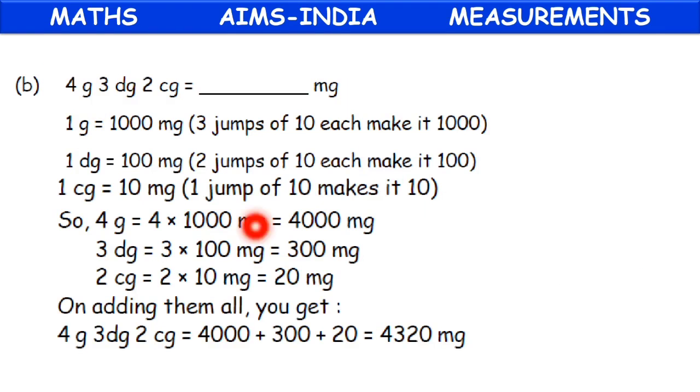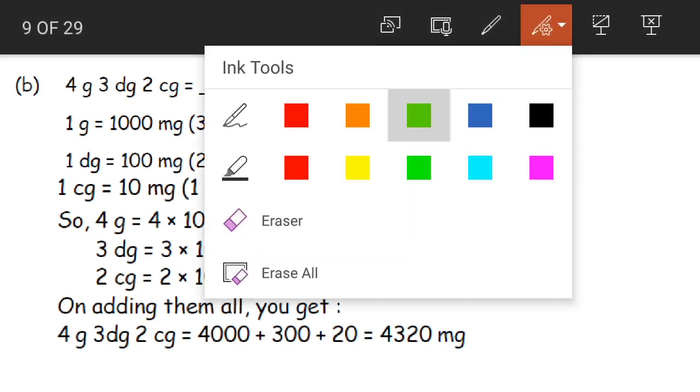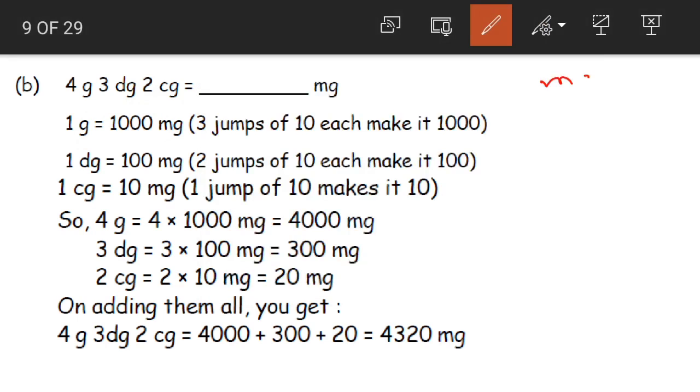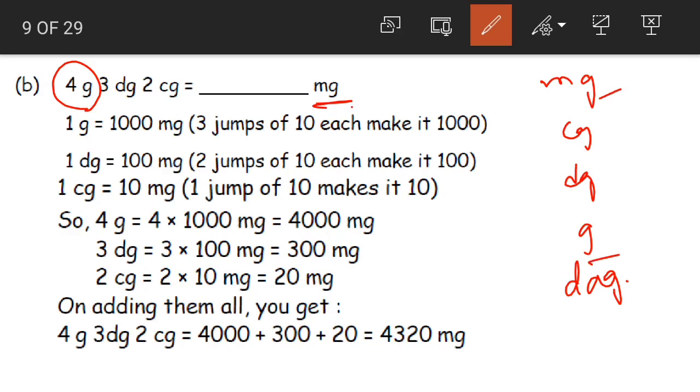Coming to example B, 4 grams 3 decigrams 2 centigrams is equal to how many milligrams? Here you see, what is the hierarchy? Hierarchy means what is the pattern of units of measurement, how do they increase? First we have milligrams, then we have centigrams, decigrams, grams, and then we have decagrams. Yes, from here what do we need first? First we have grams which we need to convert into milligrams. So these are grams, these are milligrams. 1, 2, 3. 3 jumps.